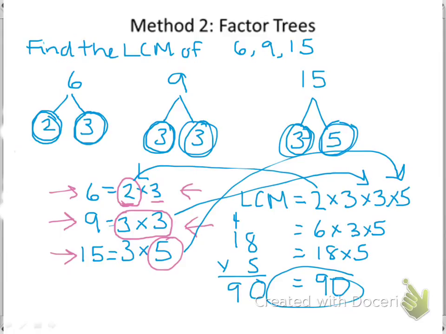That is a very large number, and it would have been really hard to get this number using method 1, listing multiples. It would have taken us a long time to get there, and we might have missed one. That's why I like this method so much. Let's do another example because it can be kind of confusing.